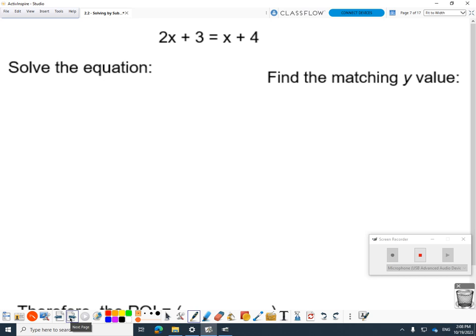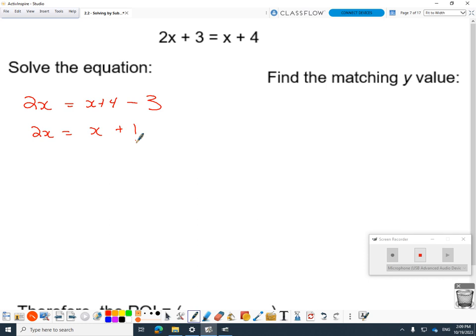2x plus 3 equals x plus 4. Solve the equation. The plus 3, I want to move over to the other side. What happens to it when it moves over? It becomes negative. So the first thing I'm going to do is go x plus 4, and I move the 3 over, and it becomes subtract 3. The opposite of adding 3 is subtract 3. And then I'm going to tidy things up a little bit. First, I'm going to tidy this up, though. What is 4 minus 3? 1.